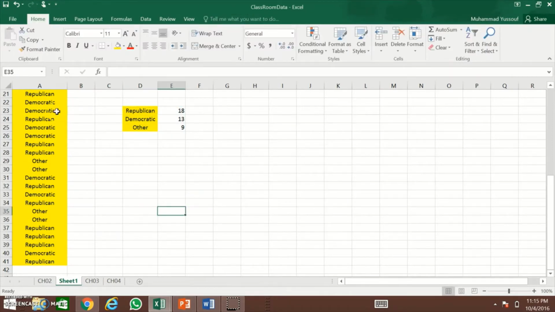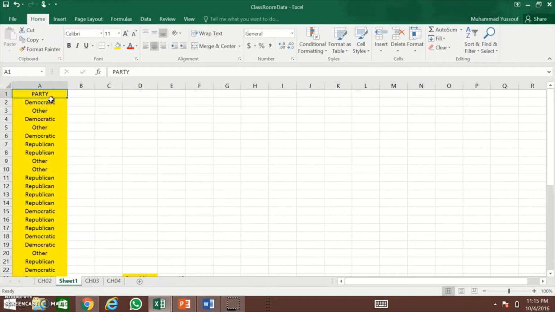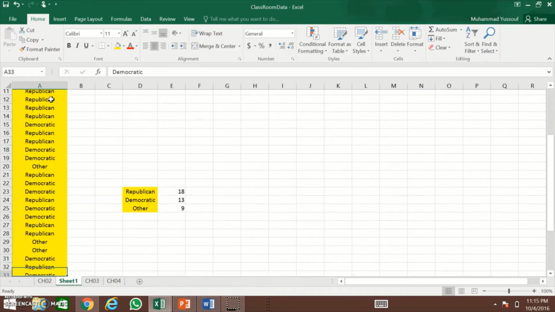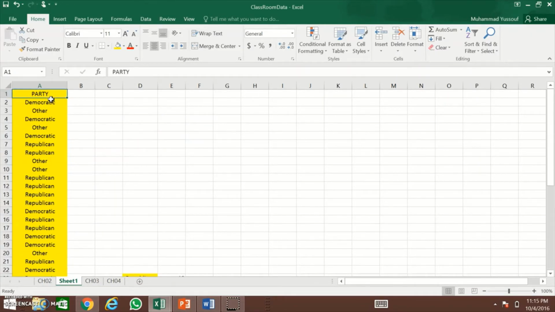and what I have done here, I have already copied all the responses from the students in this column, right? And the name of the column is Party, the name of the political party, and I have stored all these values in these rows. These are 40 observations, right?